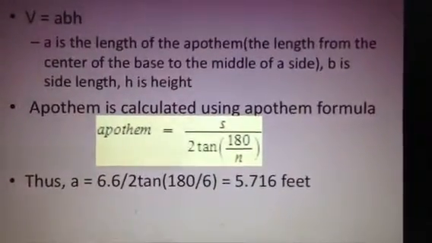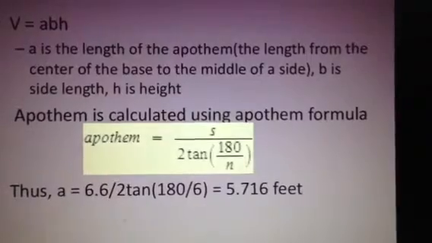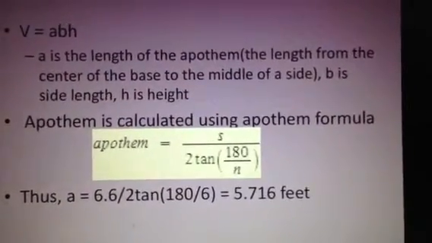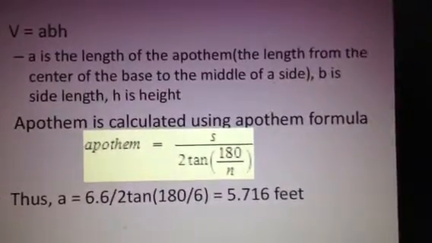Yep. The apothem is just a fancy geometry term for like hexagon radius. It's from the middle of a side, so not from a point, but if this here is a side, you go from here to the middle, and that's your apothem.